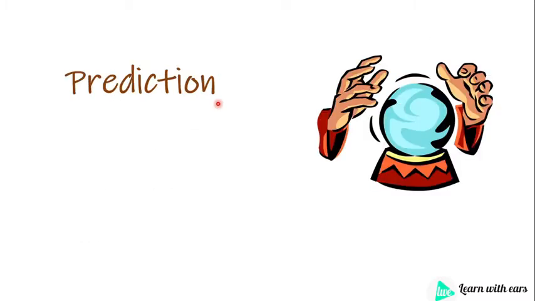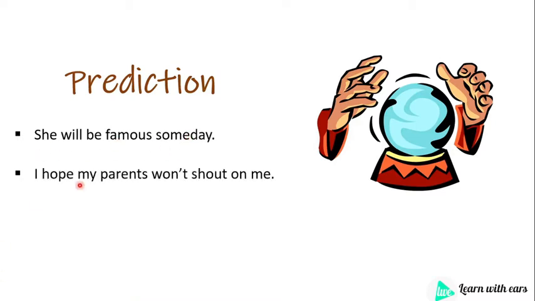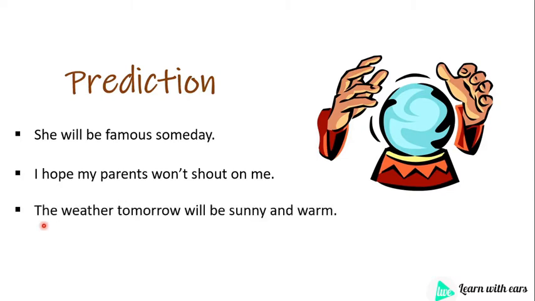Now next, we use will in predictions. So the first sentence is, she will be famous someday. Okay, so here is a prediction. Next sentence is, I hope my parents won't shout at me. Okay, again, there is a prediction. The weather tomorrow will be sunny and warm. Next sentence is, don't worry, everything will be fine. Right? Everything will be fine. Again, here is a prediction.